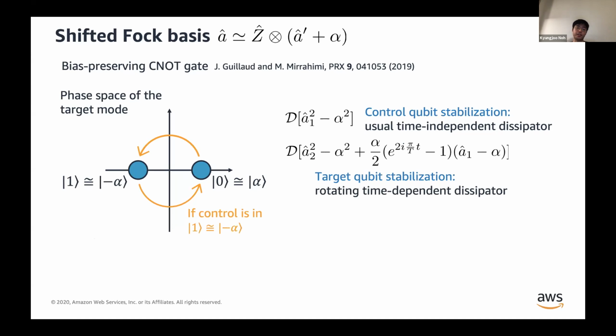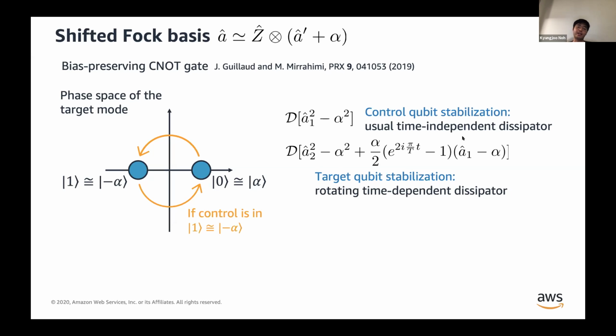So the key observation here is that to implement the CNOT gate, we have to implement a controlled bit flip on the target qubit. And bit flip here can be done by this 180-degree rotation. So what this means is that we have to be able to rotate the target mode conditioned on the fact that the control is in computational 1 state or in minus alpha coherent state. So this very carefully designed engineered dissipation implements that conditional rotation.